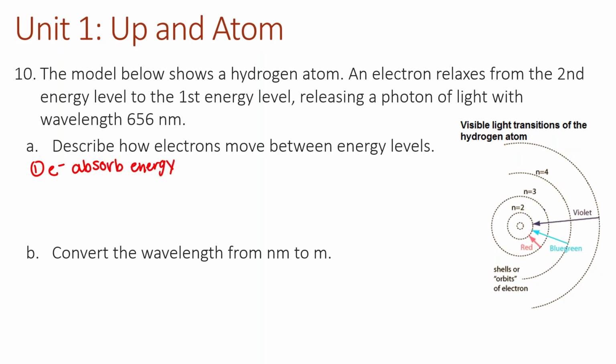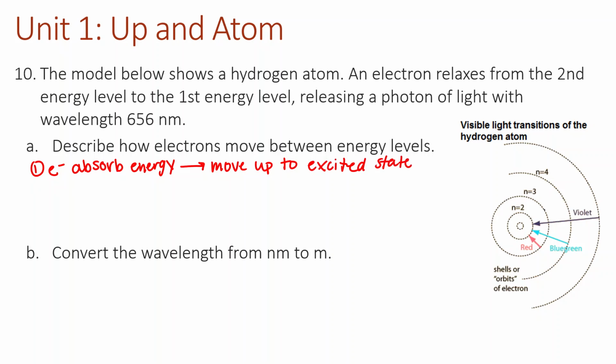So this could be, say, from the heat and energy that's supplied by a Bunsen burner, or it could be that some X-rays or some ultraviolet radiation is shined on some atoms, and then those electrons absorb that energy. But the electrons are going to absorb energy, and this causes them to move up in energy level to what we call the excited state.